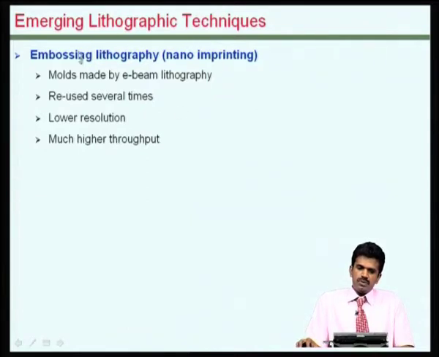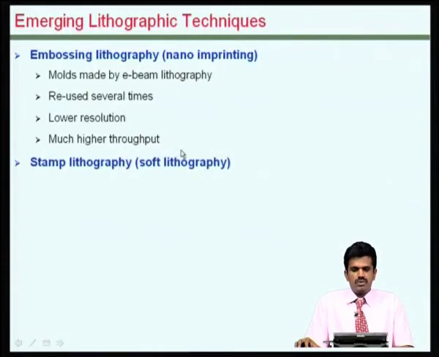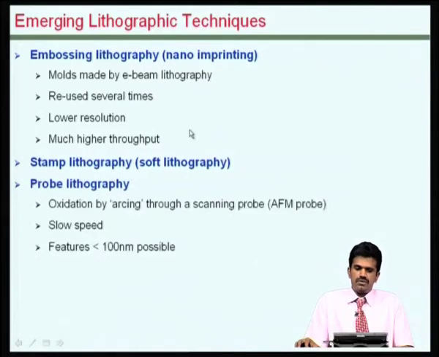So, the cost of production using e-beam is basically shared because we are reusing the mold. So, this approach by itself becomes a low cost approach for building microsystems. Another similar approach is based on what is called stamp lithography or soft lithography, which also basically uses an initial mold made by the high resolution approaches and reuses them for productionizing different devices.